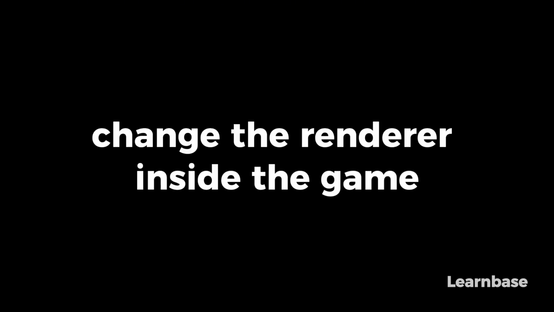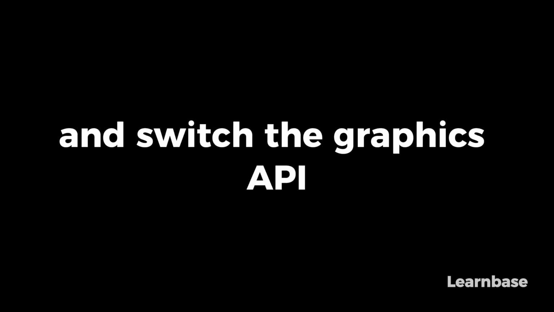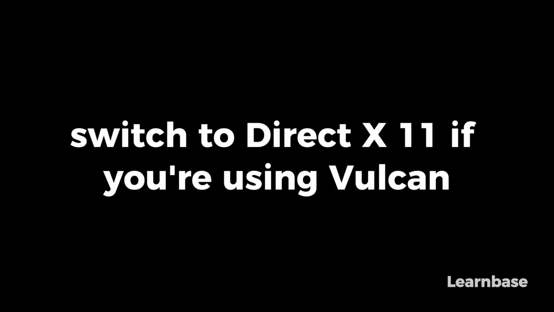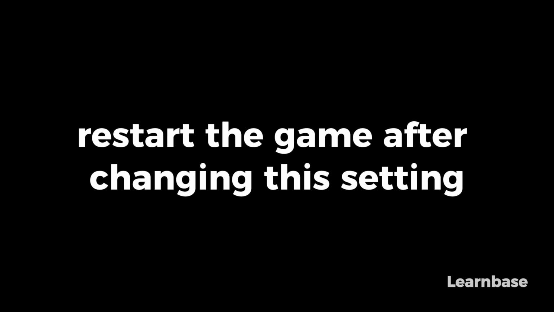Now, change the renderer inside the game. Open Path of Exile 2 settings and switch the graphics API. If you're using DirectX 12, switch to DirectX 11. If you're using Vulkan, try DirectX 11 instead. Restart the game after changing this setting.